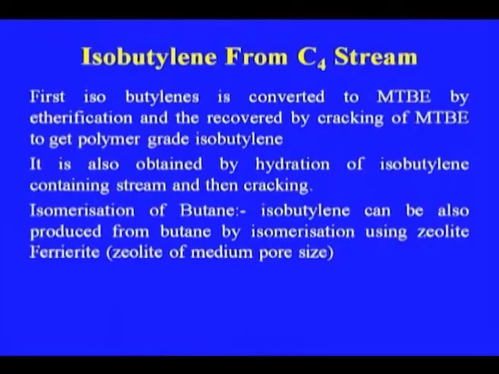Isomerization of the butane: isobutylene can also be produced from the butane by isomerization using zeolite. This is a separate stream, not connected with the recovery part, but as the butane is available, the butane can be used for making isobutylene. This is another route by which you can get the isobutylene.